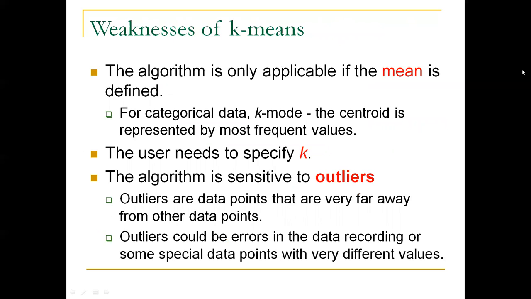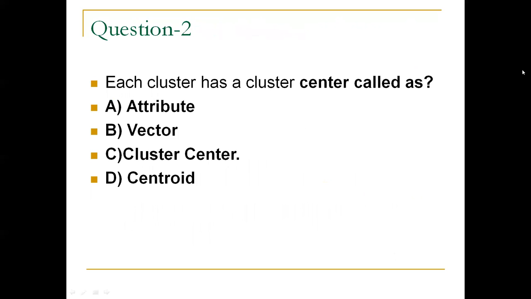And coming to the weaknesses of K-means, the algorithm is only applicable if the mean is defined. For categorical data, K-mode, the centroid is represented by the most frequent values. The user needs to specify K. The algorithm is sensitive to outliers. Outliers are data points that are very far away from the other data points. Outliers could be errors in the data recording or some special data points with very different values.